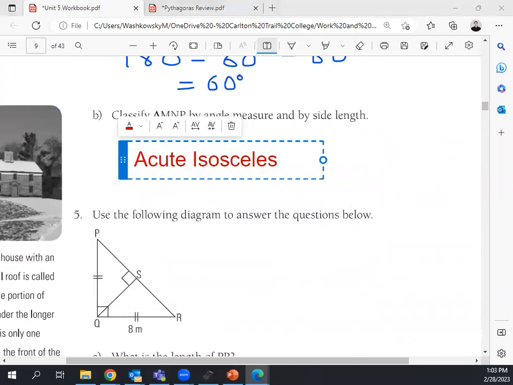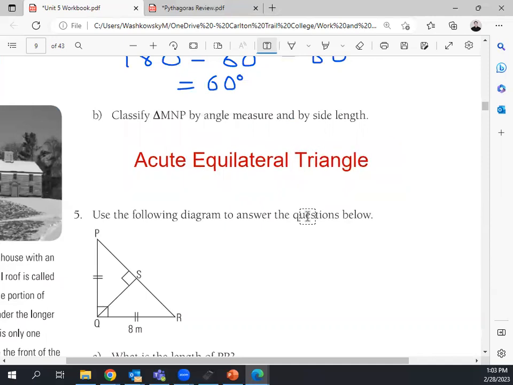It would be equilateral. I just didn't do this last time. Actually, yeah, you're right. Fair point. It is technically an acute equilateral triangle. Oh gosh, I've spelled that entirely wrong. Equilateral triangle. Good catch, Kim.